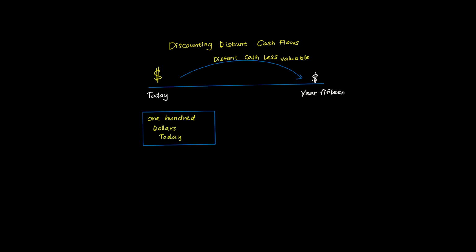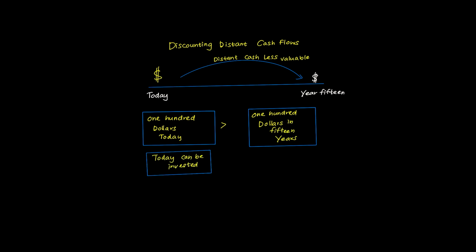Here's the intuition. If someone promises to pay you $100 in 15 years, that's not as valuable as $100 today. Why? Because $100 today could be invested and earn returns for 15 years, growing to much more than 100. Also, there's uncertainty about whether you'll actually receive the payment in 15 years. The farther into the future a cash flow sits, the more it gets discounted, the less it's worth today.